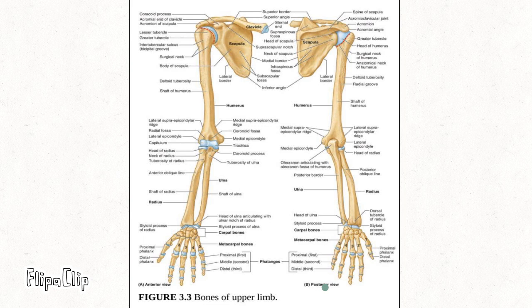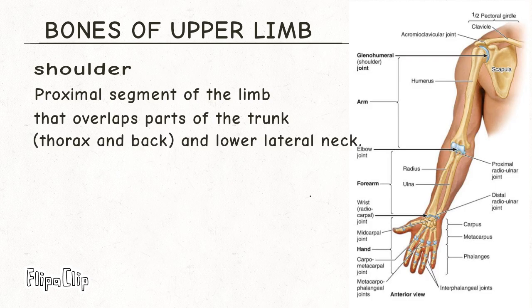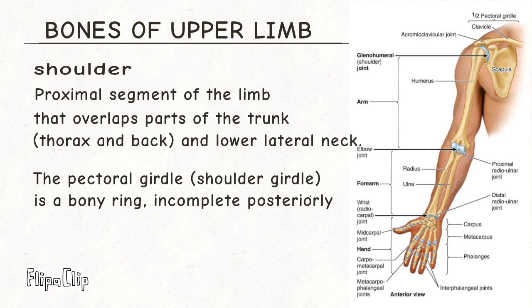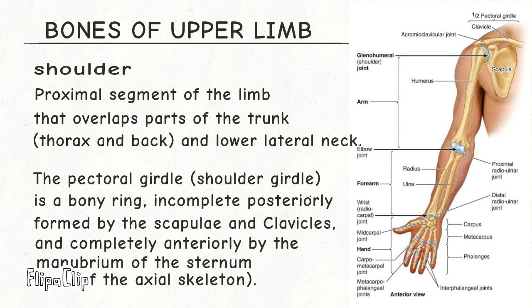Hi everyone, today we are going to be discussing the overview of the upper limb, focusing on the clavicle. Shoulder: the proximal segment of the limb that overlaps parts of the trunk, thorax, back, and lower lateral neck. The pectoral girdle, or shoulder girdle, is a bony ring, incomplete posteriorly, formed by the scapula and clavicle, and complete anteriorly by the manubrium of the sternum, part of the axial skeleton.